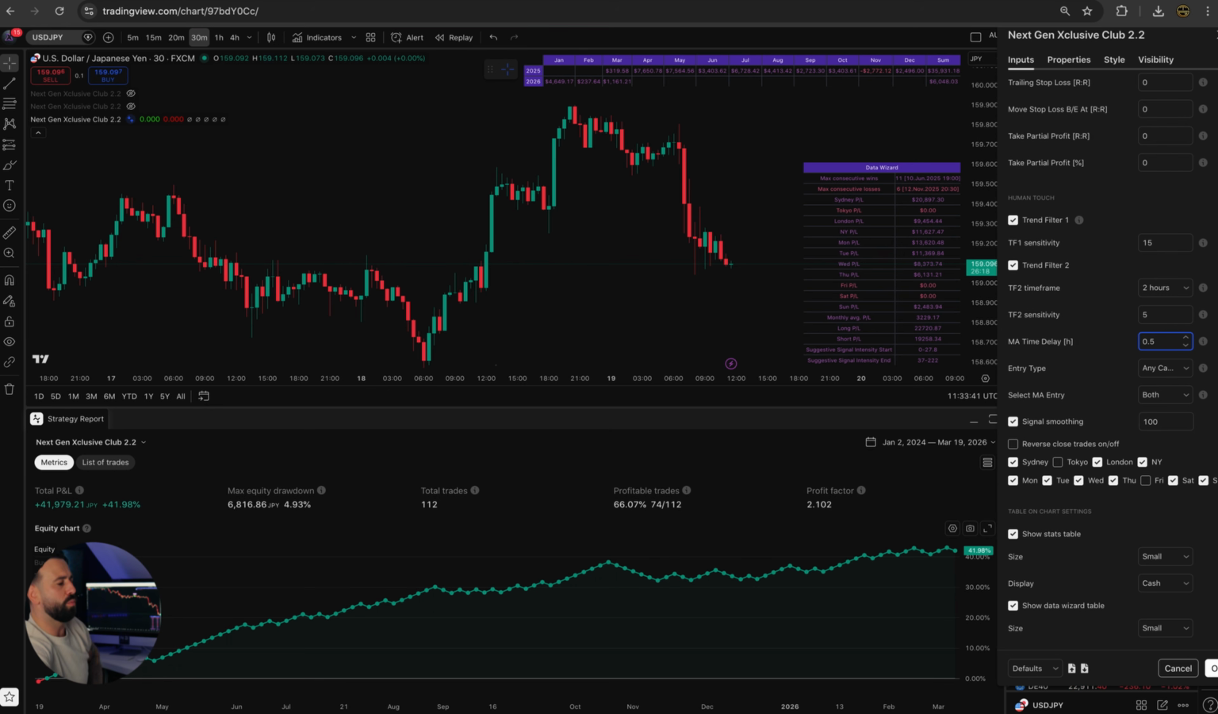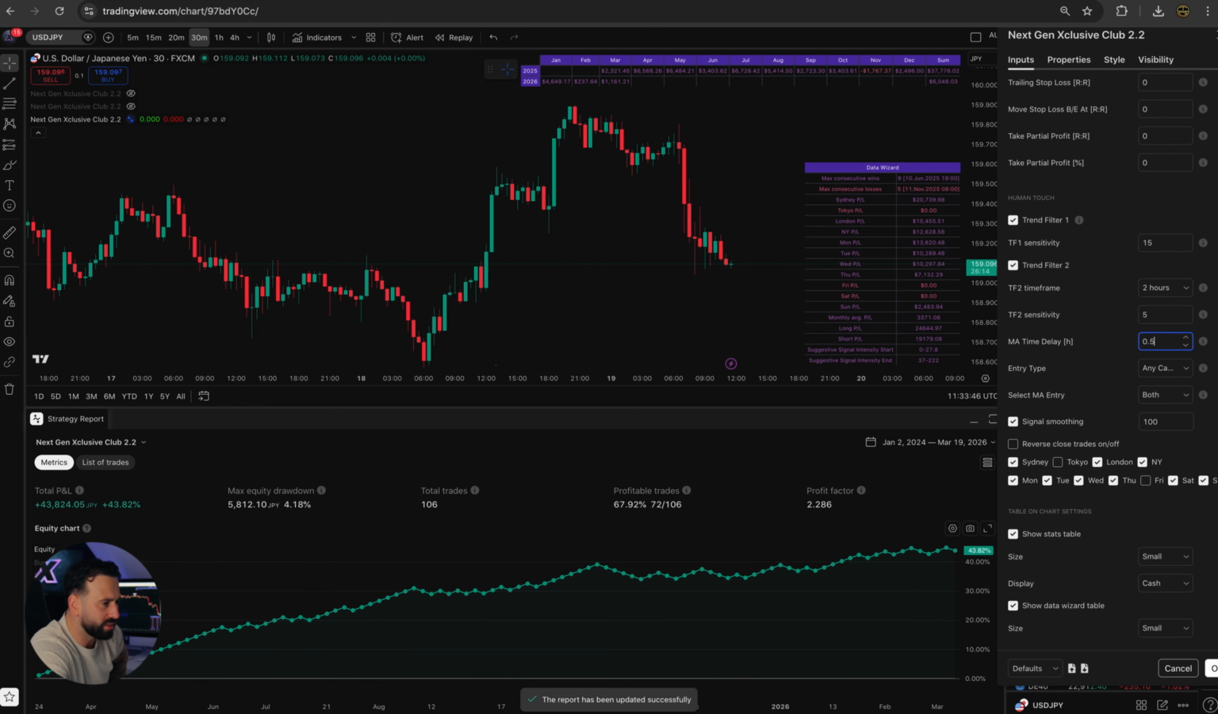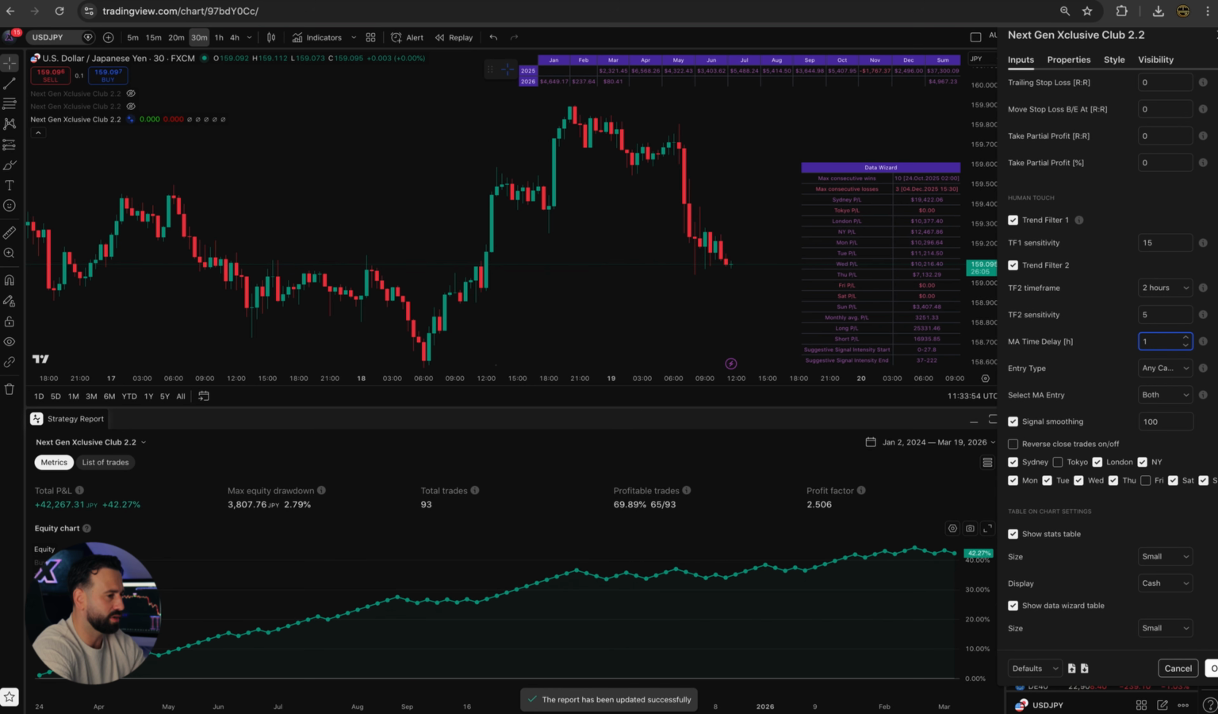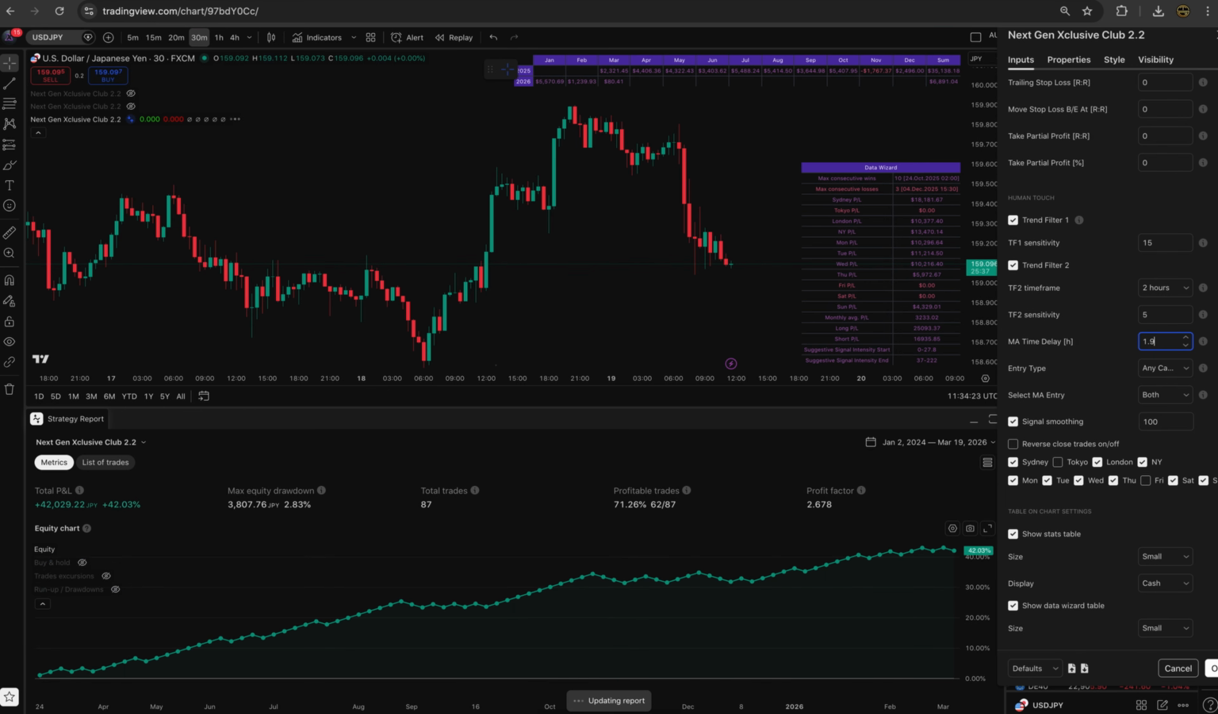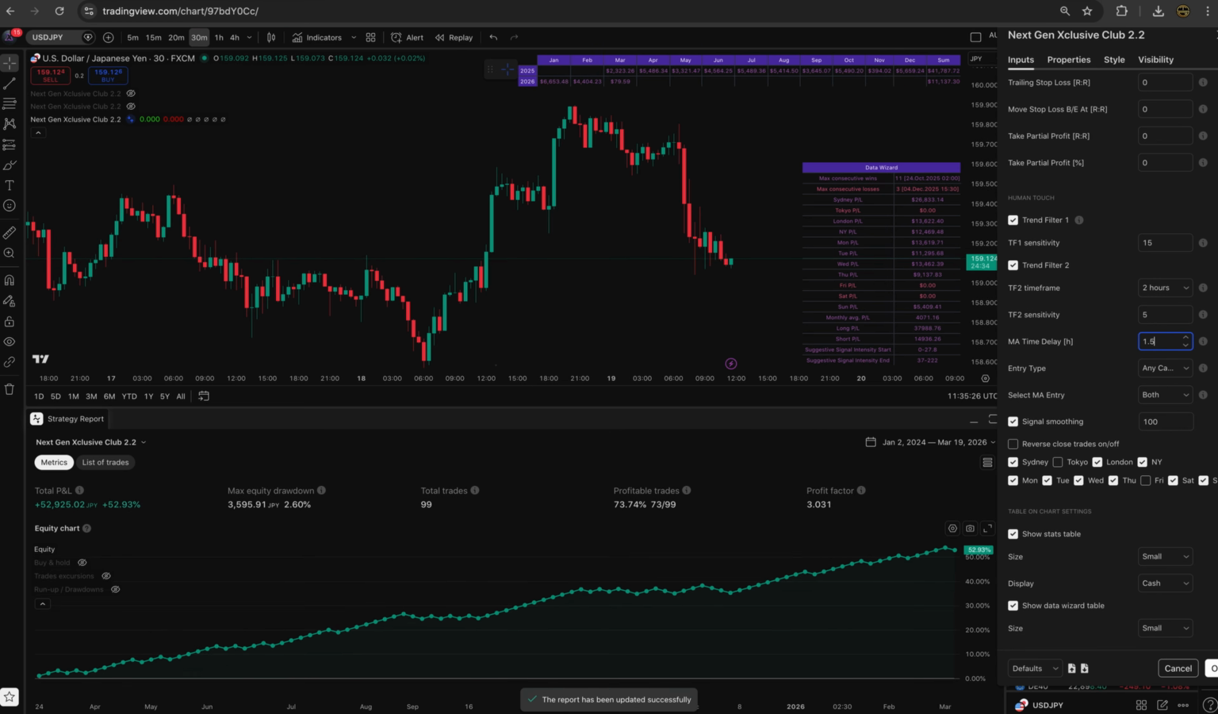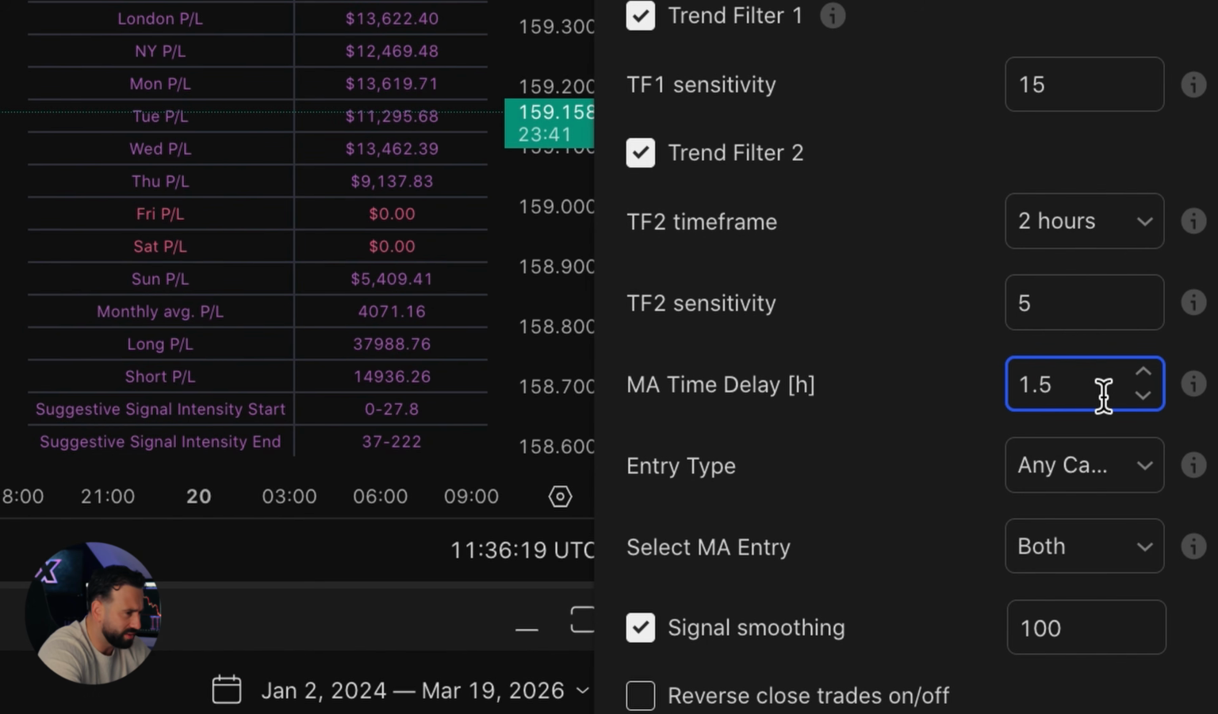Let's start with 0.5 and see if we can increase the MA time delay gradually and start to find a much better, more fine-tuned MA time delay to give us a higher strike rate. Remember, that's what we're looking for here. The highest strike rate possible for this strategy. So the best MA time delay at the moment is 1.5. So we'll leave that as it is.